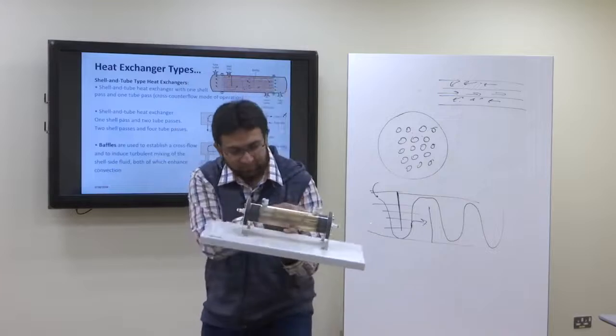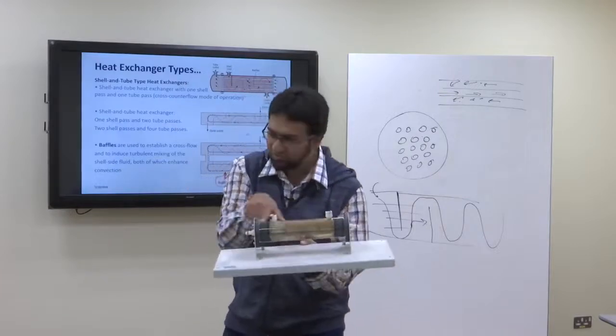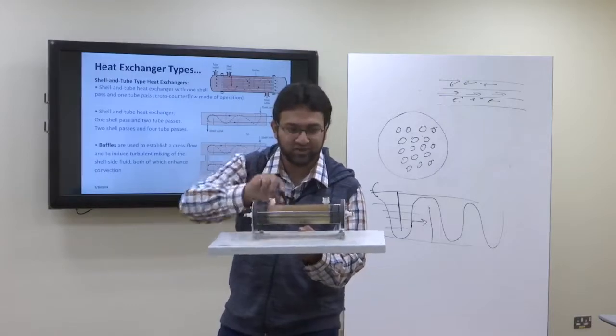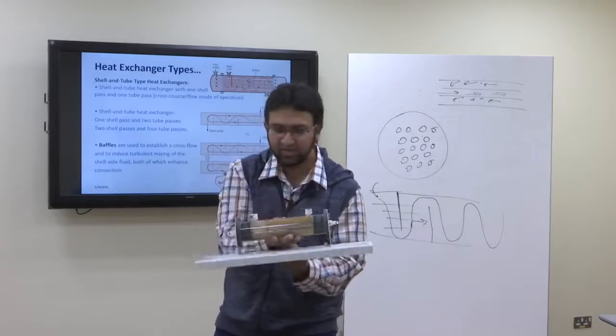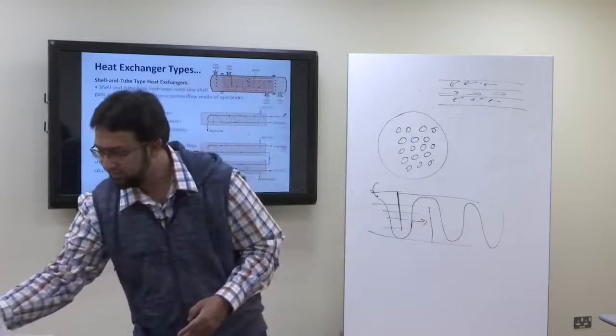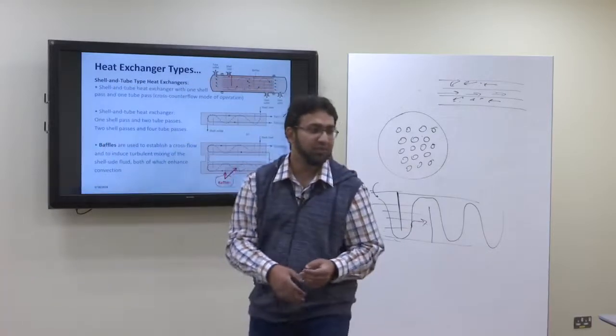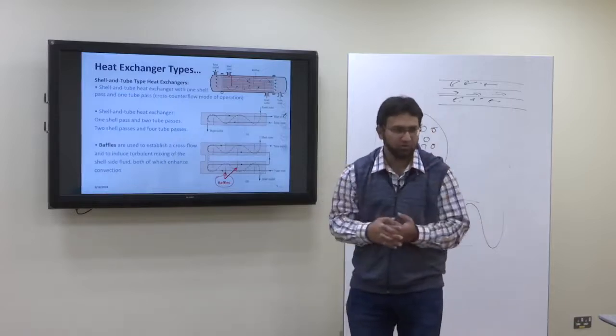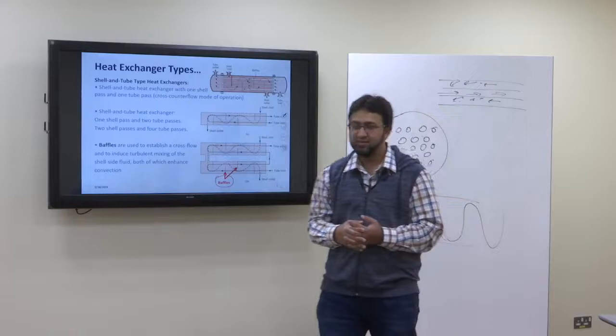Through these baffles, you can see the tubes are also passing through these baffles, but the shell side fluid cannot pass from one direction. It has to pass through the opening. Have a look at it one by one. We can put any kind of fluid. We can put water over it.